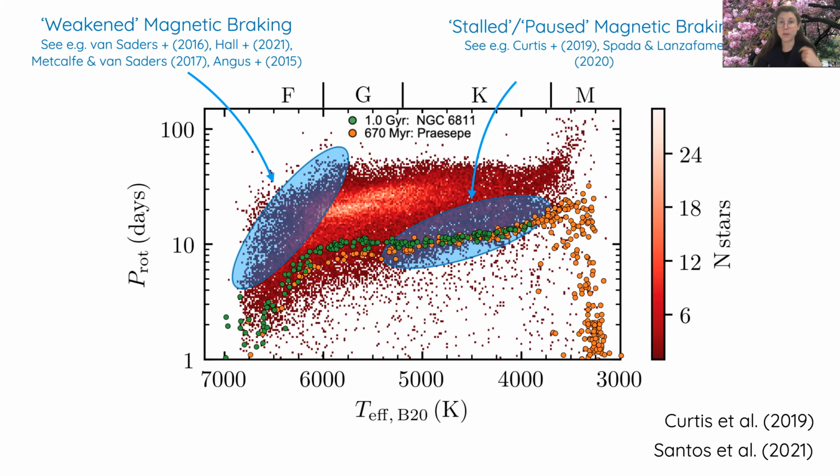If you have a rotation period for a K dwarf and you want to know its age, you should use a gyrochronology model that includes stalled magnetic braking, like the models of Spada and Lanza-Farmer from 2020.